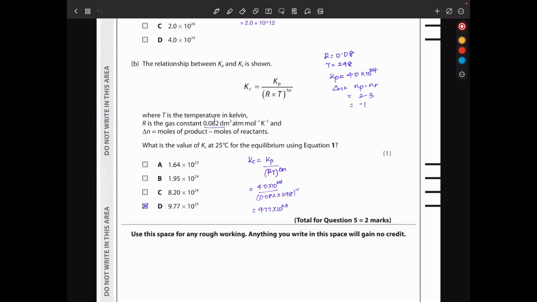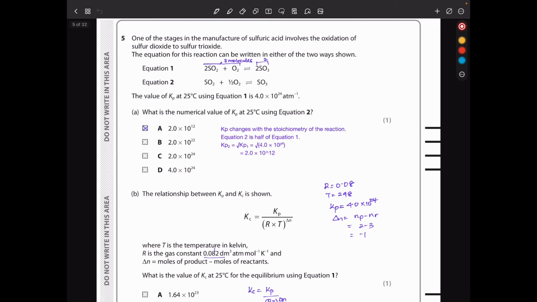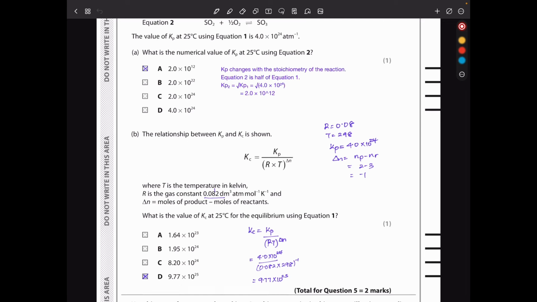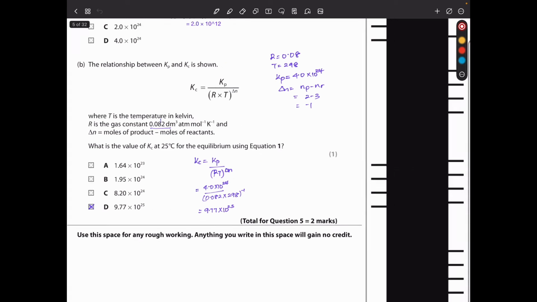So here, for equation 1, remember we've got the Kp. It's 4.0 times 10 power 24, so substitute that here. We have the R value 0.082, and then the temperature, it's 298 because it's 25 degrees. Change in number of moles for this is going to be, we see here there are 3, and these are going to be 2, so 2 minus 3, it's going to be minus 1. So power minus 1, and the answer I got is 9.77 times 10 power 25, so D is the answer.